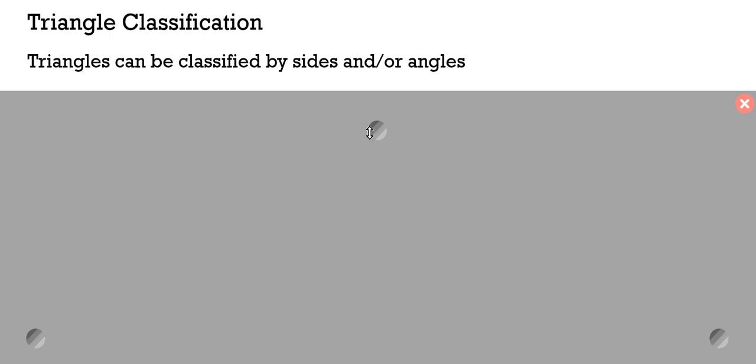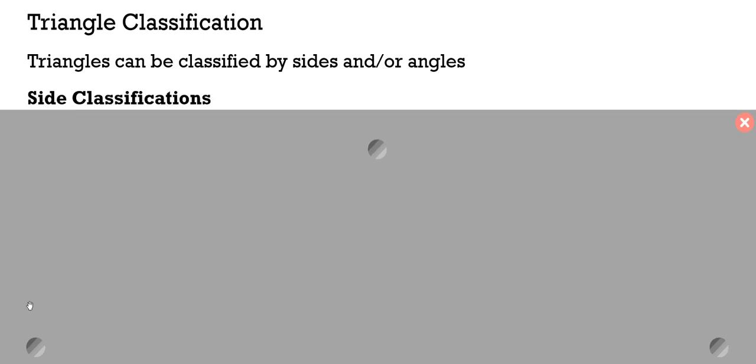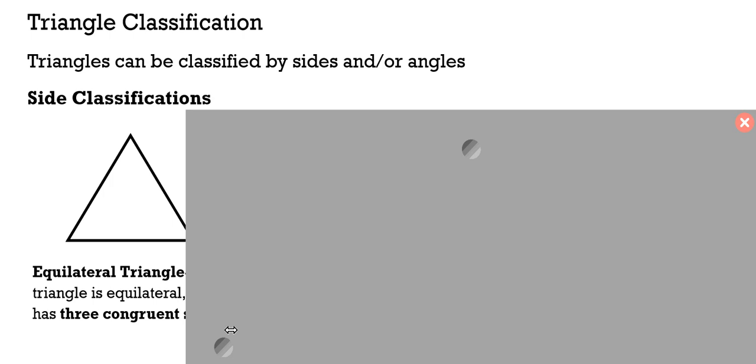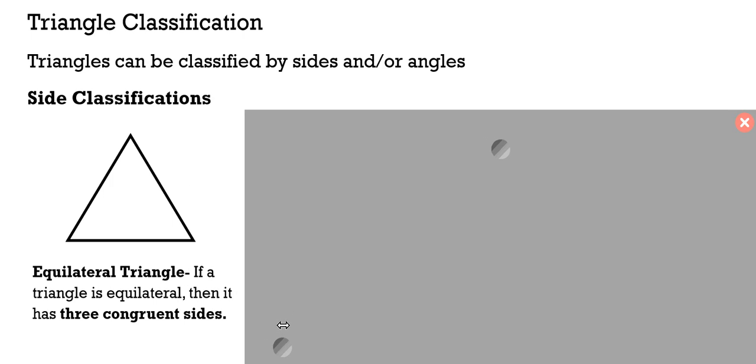So we're going to start with the side classifications. If you know that you've got a triangle that has three congruent sides, that's what's called an equilateral triangle. And as always, we don't want to go by what it looks like. We want to go by what we can know.